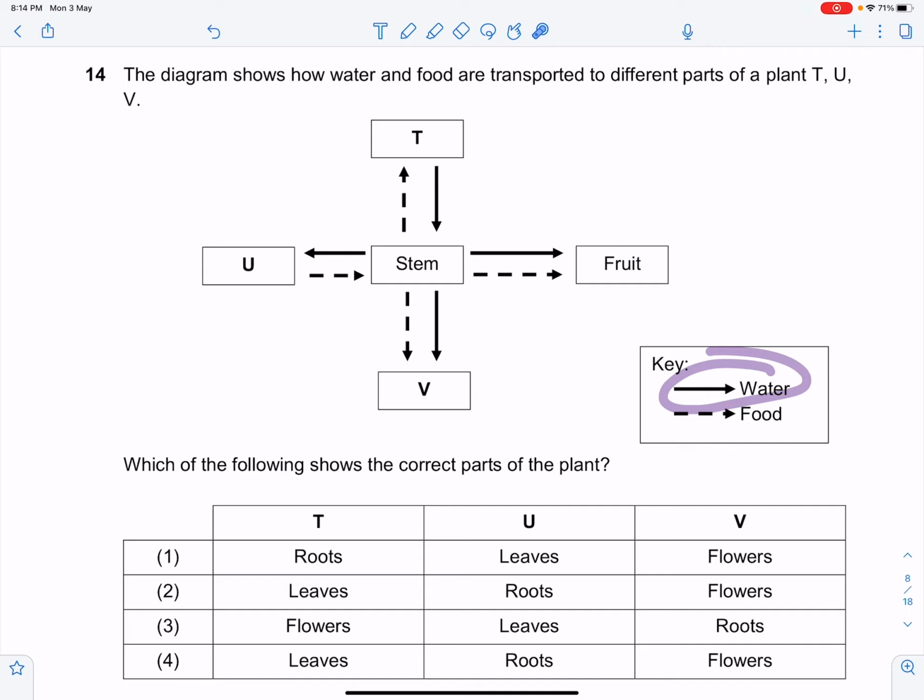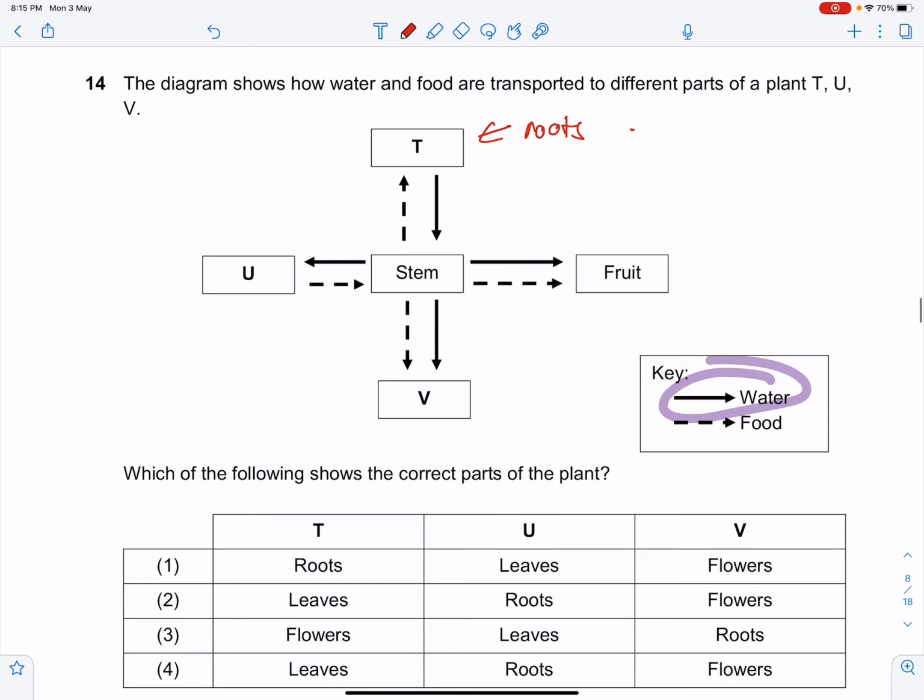Okay, so looking at it, we first find out where water originates from. If you look at it, water actually comes from T, right? It originates from here before it splits and goes in different pathways. So we know that T for sure is going to be our roots. And that's one tip I can tell you for identifying the different parts of the plants when it comes to transporting different substances. Look out for your water. So with that in mind, I can straight away rule out certain things. So let's take a look at T. T has to be the roots, right?